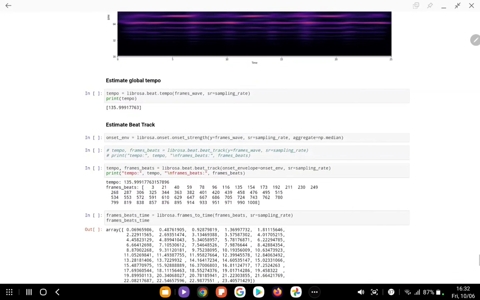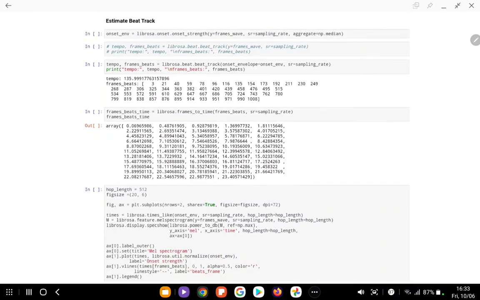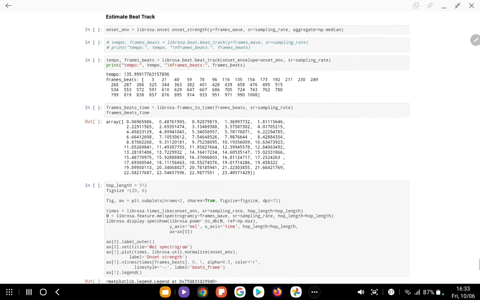Now, to estimate the beat track, we can use a similar function like onset strength, and then pass that onset envelope to the beat track function, right? And that will give you the beat frames. You can do it directly as commented here, but let's do it on top of the novelty curve. When you have done it on the novelty curve, you will have these frames which point to beats as detected by the beat algorithm. You can convert these to time, so you can see that at 0.06 a beat occurs, then the next beat occurs at 0.48 and similarly 0.92, something like that.